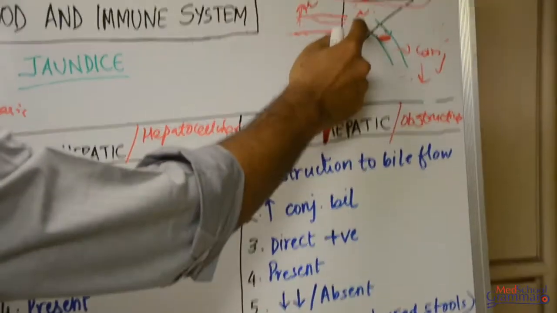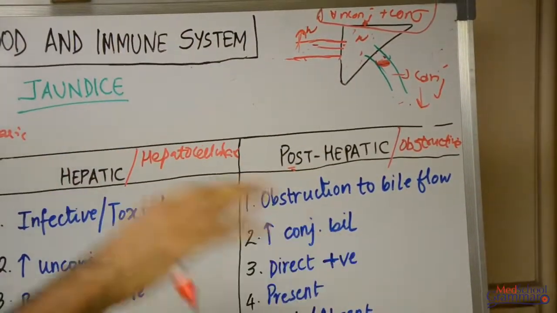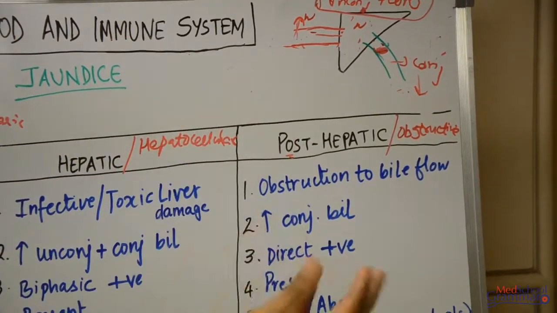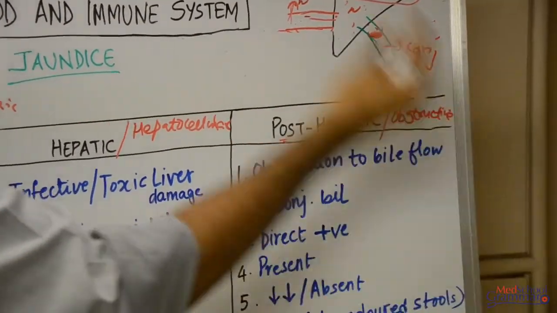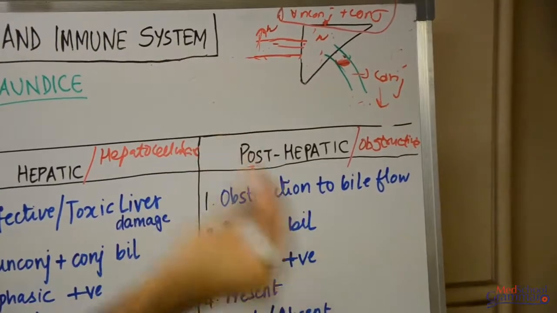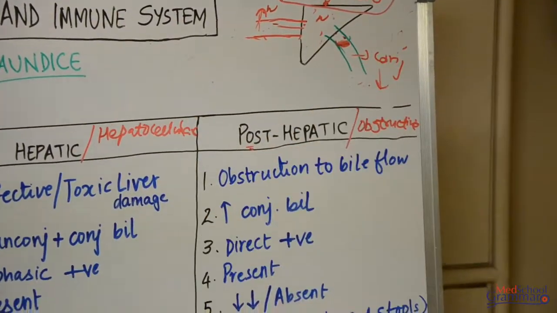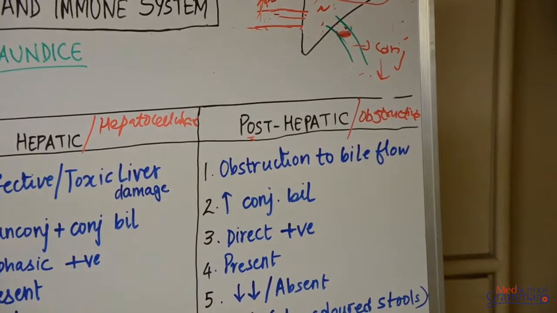Because when liver is damaged, entire liver is not damaged. Some part is still functional. Therefore, some conjugation occurs and some amount of bilirubin has been reaching into the intestine and some amount of urobilinogen has been formed, but that amount is below normal. Therefore, in hepatic we say it is reduced.